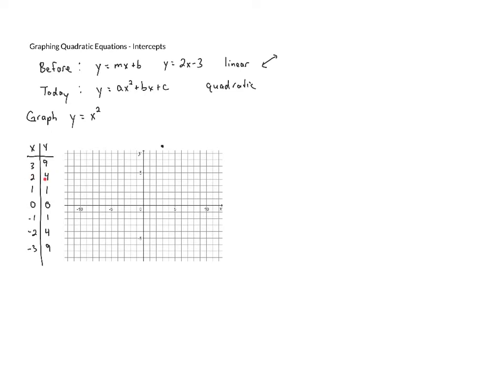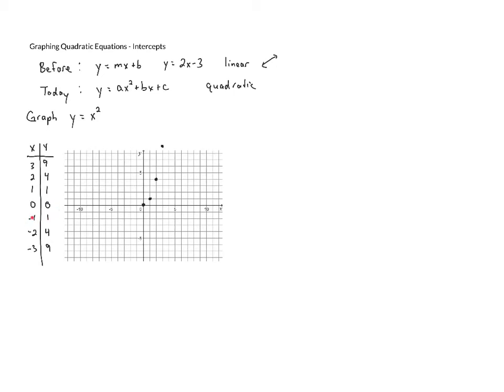Now the next one is 2, 4. So we go to the right 2 and up 4. So the next point is going to be right here. The third point, 1, 1, is to the right 1 and up 1. It's going to be right there, so we'll draw that in. The fourth point is the origin. That's going to go down here.